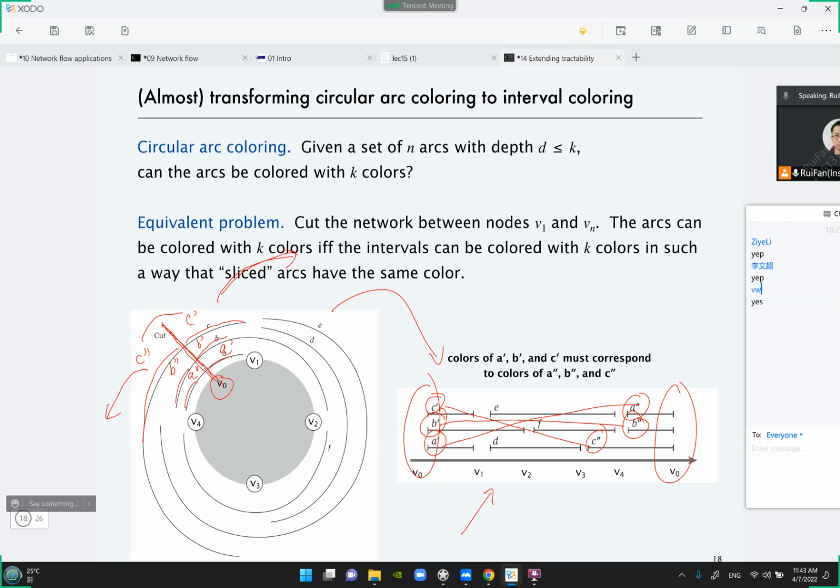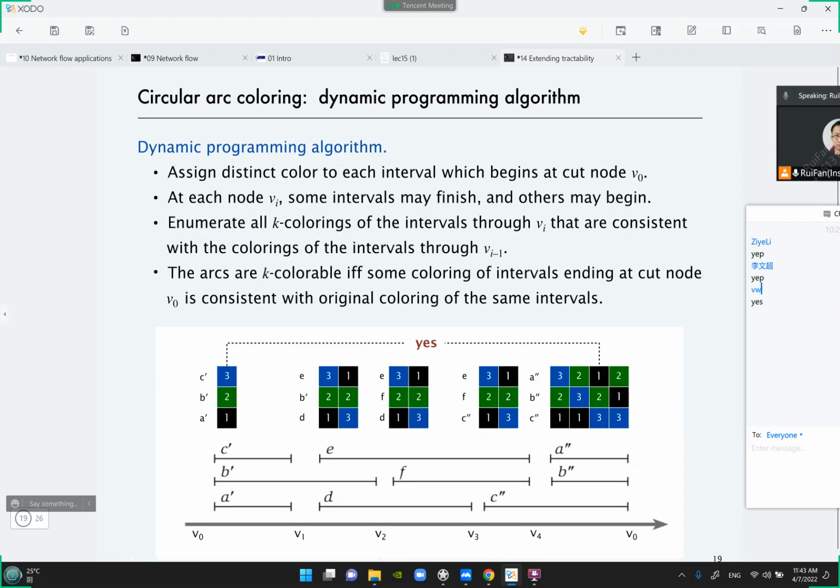Okay, so now can we solve this special form of interval coloring? We're going to develop an algorithm to solve it. And again, this is going to use some sort of dynamic programming. Let's just look at this example over here.